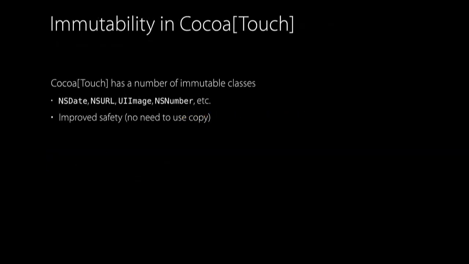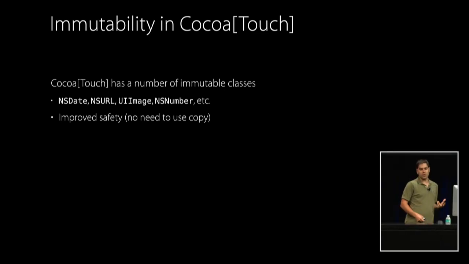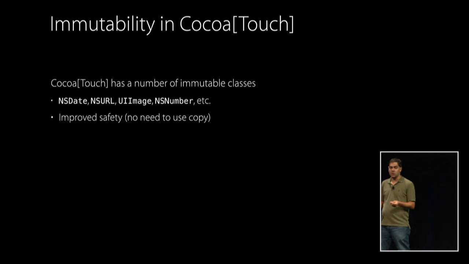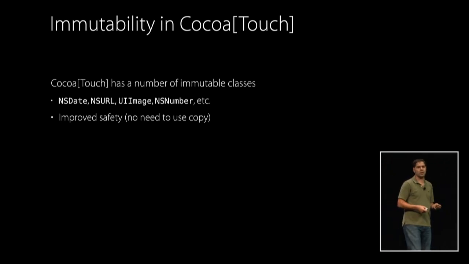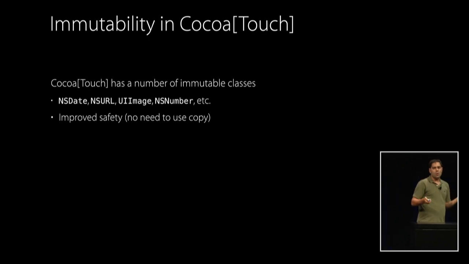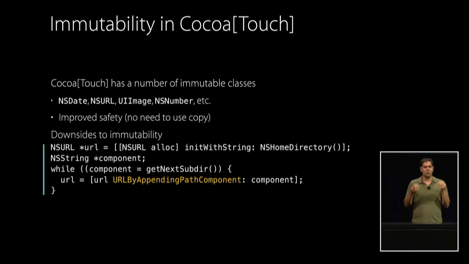Let's bring it back to Cocoa. So you see uses of immutability in the Cocoa Touch frameworks. There's a lot of them: NSDate, UIImage, NSNumber, and so on. These are immutable types. Having these immutable types improves safety. It's a good thing, because you don't have to worry about copying. You don't have to worry about your sharing having unintended side effects. But you also see the downsides there when you work with it.